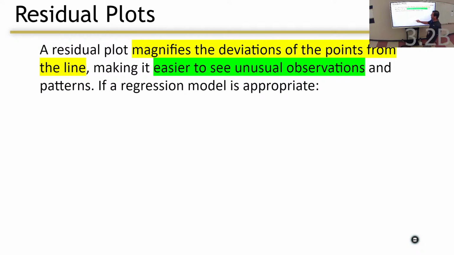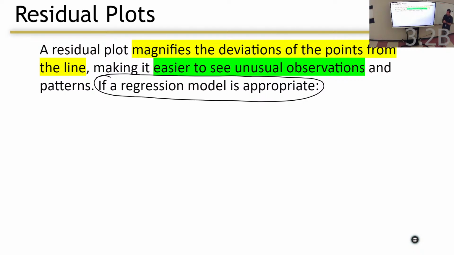And then this is the biggest thing a residual plot will do. It's going to tell me if the regression model is appropriate or not. So that's what we're going to talk about in the next slide. But that's what a residual plot does. It magnifies those deviations. It makes it easier to see the unusual occurrences. And then it's basically going to tell me if a regression model is appropriate or not. Okay?